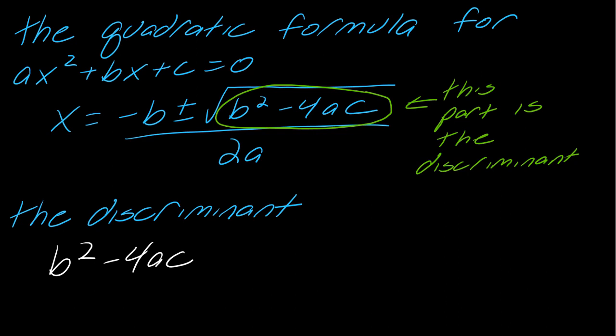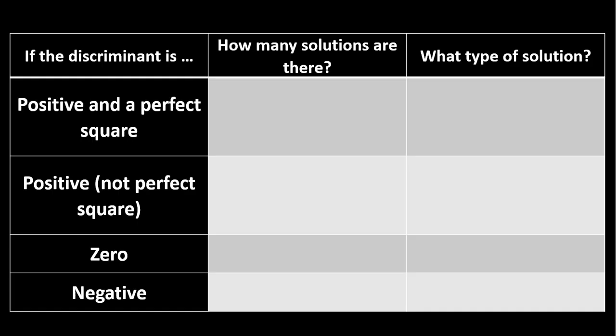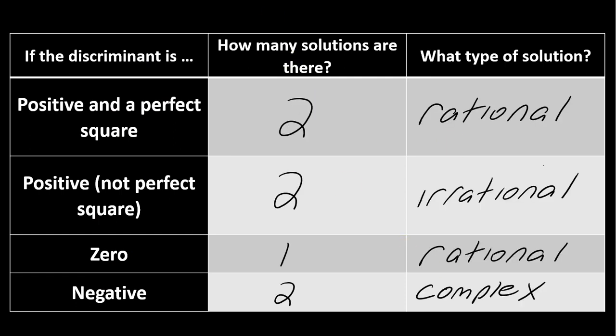And why do we care about the discriminant? It tells us what type of solutions the quadratic is going to have. You calculate the discriminant, and its value, which could be one of these four values, then tells you how many solutions there are. If the discriminant is positive and a perfect square, and perfect squares are like 4, 9, 16, 25, the two solutions to your quadratic will be rational.